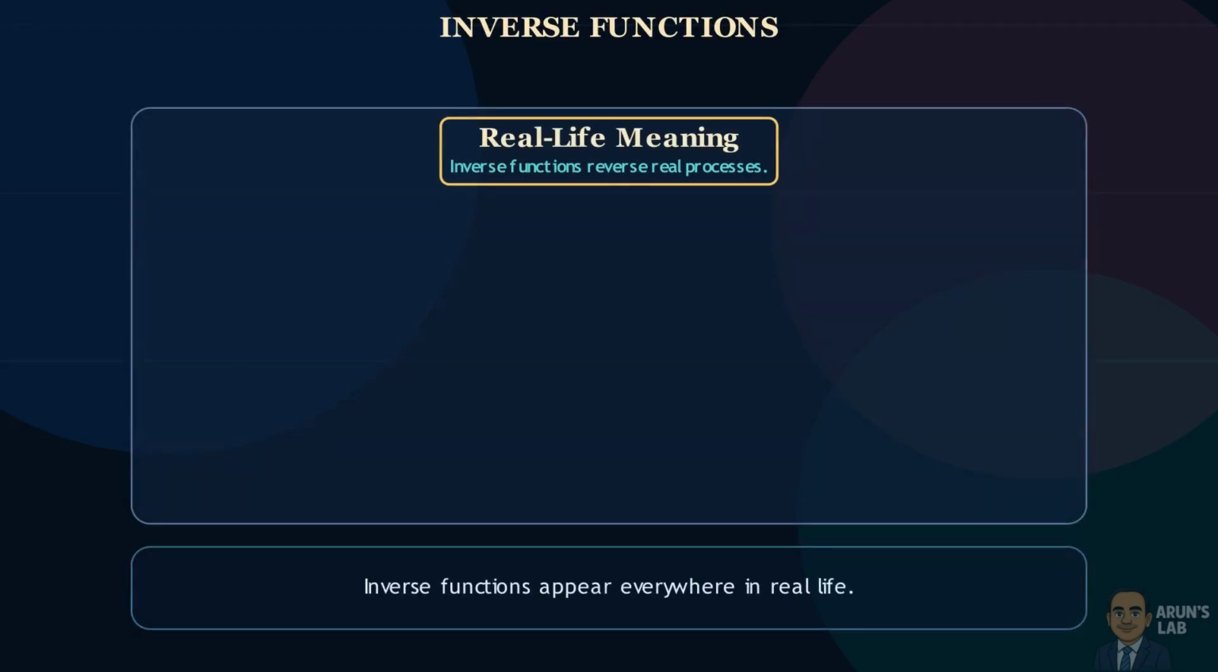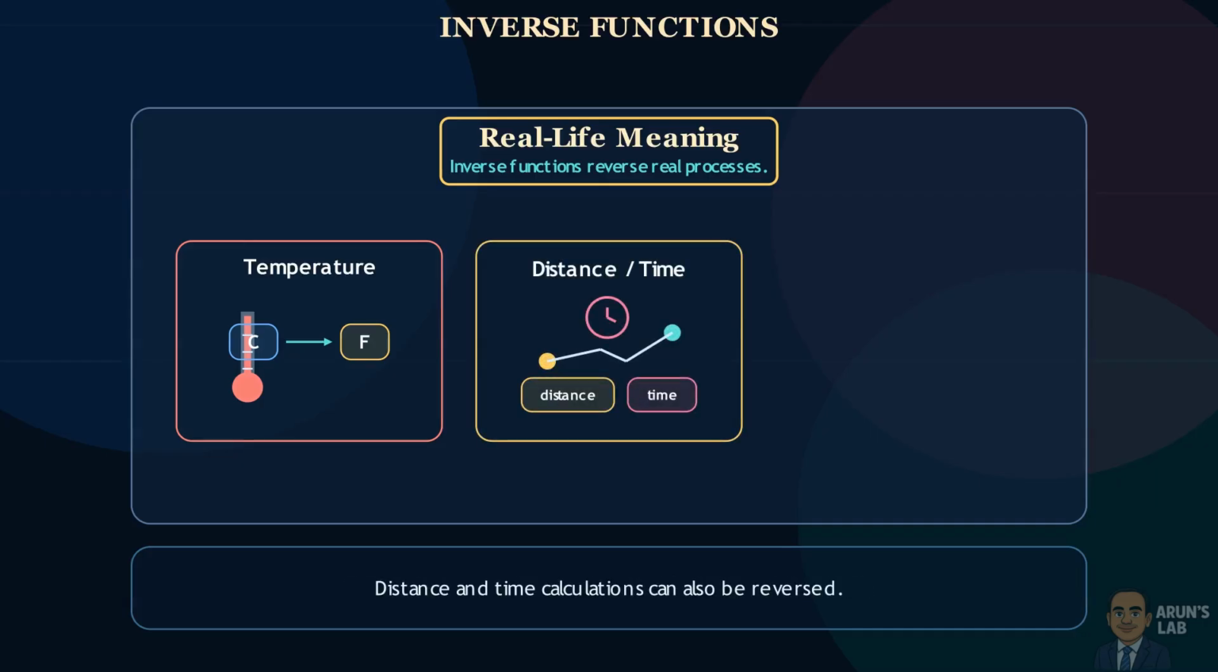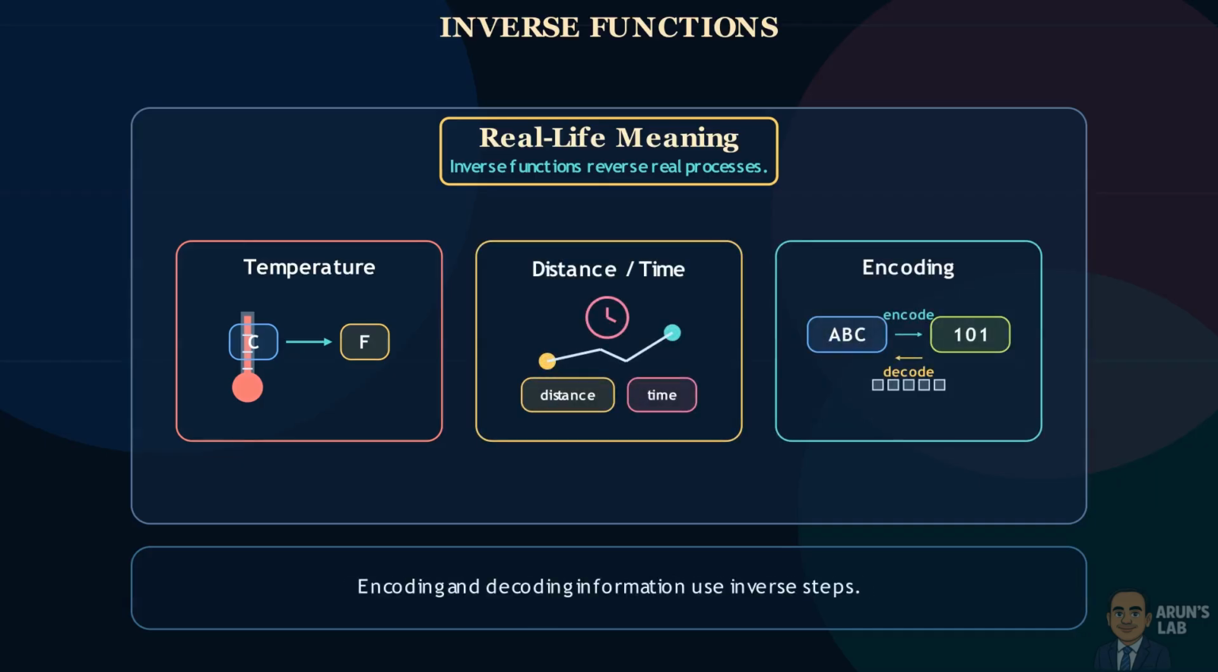Inverse functions appear everywhere in real life. Temperature conversions, Celsius to Fahrenheit and backwards, distance and time calculation, encoding and decoding information. Whenever we need to reverse a process, we use inverse functions.